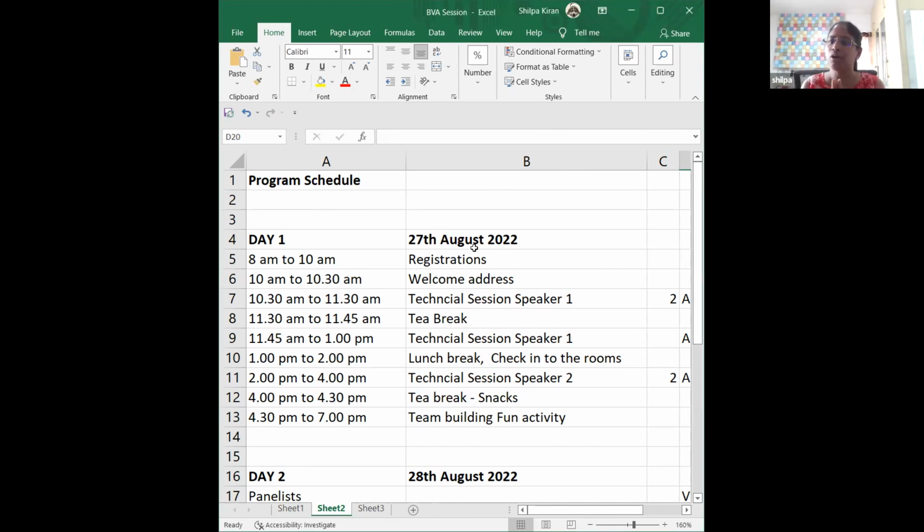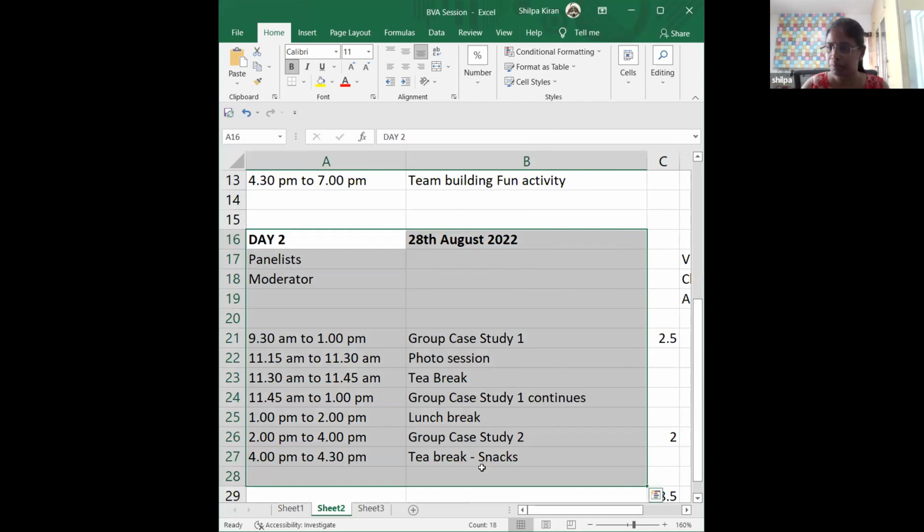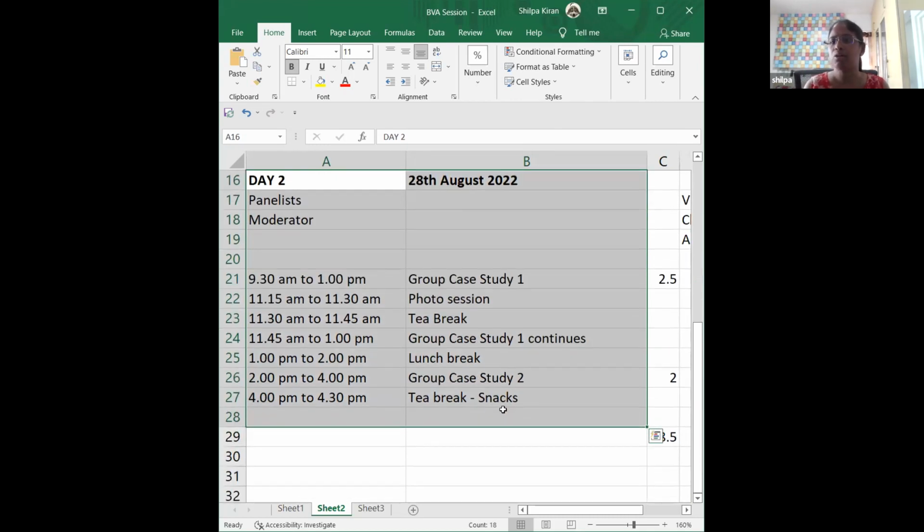Till now, the sessions at BVA have been that the speaker speaks and we all listen. But there is no right way or wrong way of doing things. I would like to know what my peers are doing, and they also would like to know how I'm doing it. So the two-day session is: day 1 is a normal speaker session, and day 2 is all about group case studies. I invite all of you to give me questions so that they can be collated and discussed and debated on day 2, that is 28 August 2022.